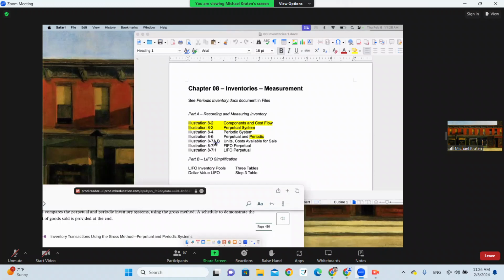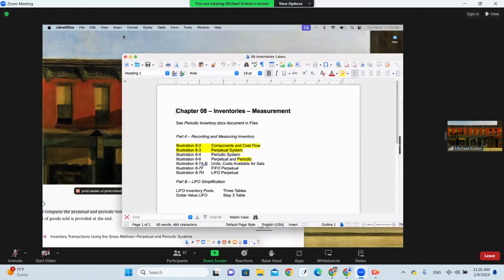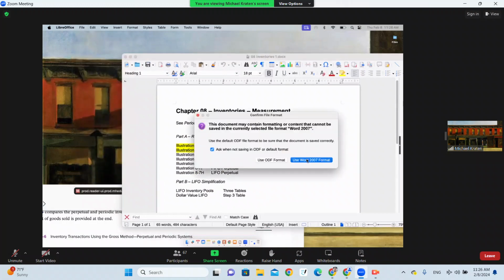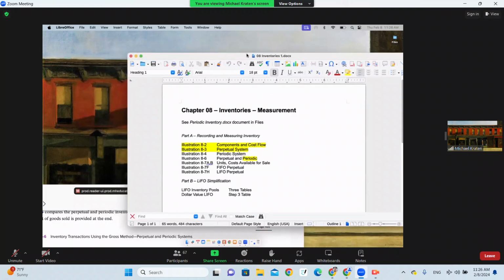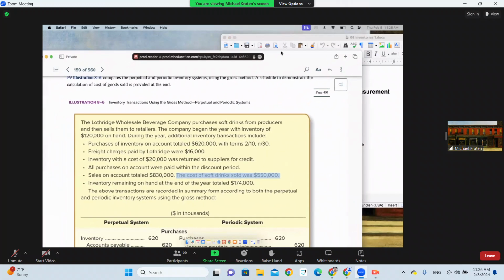We'll then not meet on Thursday next week. And so the quiz, mostly on illustration 8-7, will be on Tuesday the following week, 12 days from today. I will go ahead and save this document with the new yellow highlights and upload it to Canvas as a reminder of what will be on the next quiz.